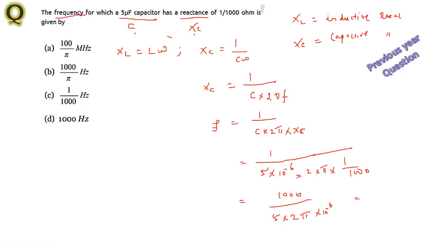So we have 1000 over here, 10 power 6 over there, and 5 into 2 pi here. Now just cancel: 5 into 2 is 10, and one zero will be cancelled. So 100 into 10 power 6; minus 6 means micro, plus 6 means mega. So it is mega divided by pi, megahertz. This is the frequency. So F here is 100 by pi megahertz. That is the answer in this case.